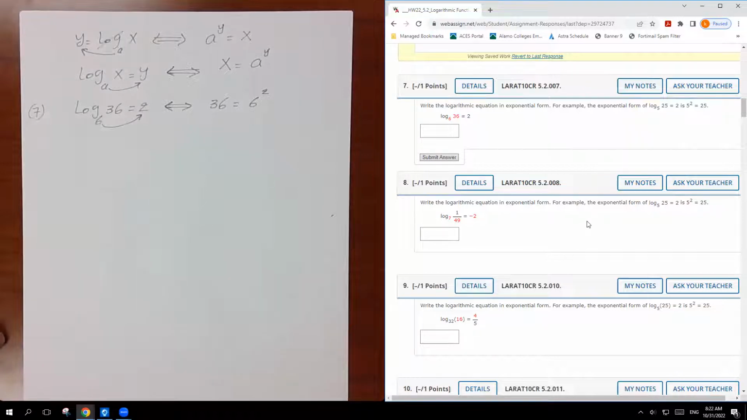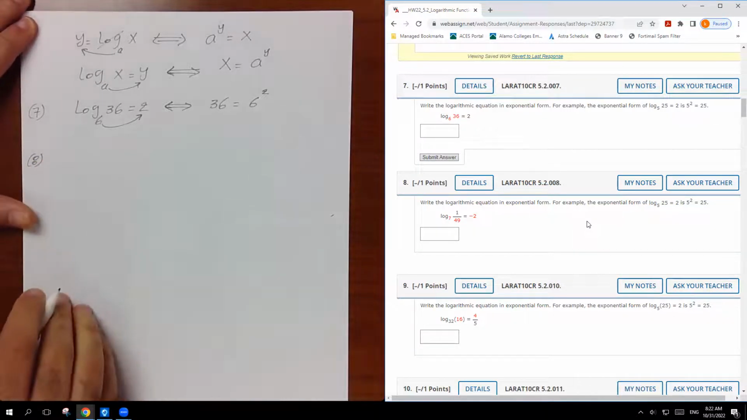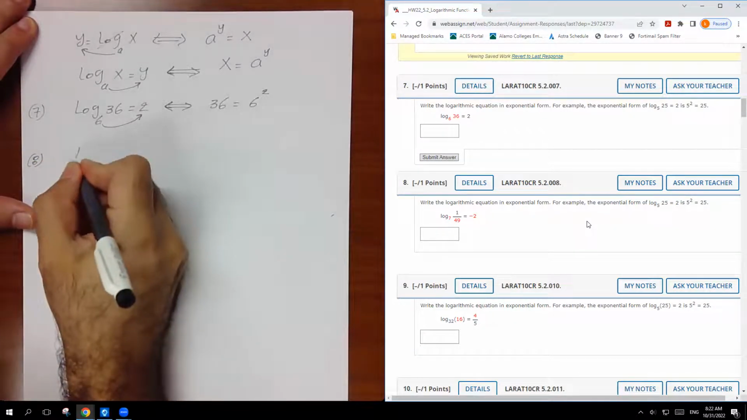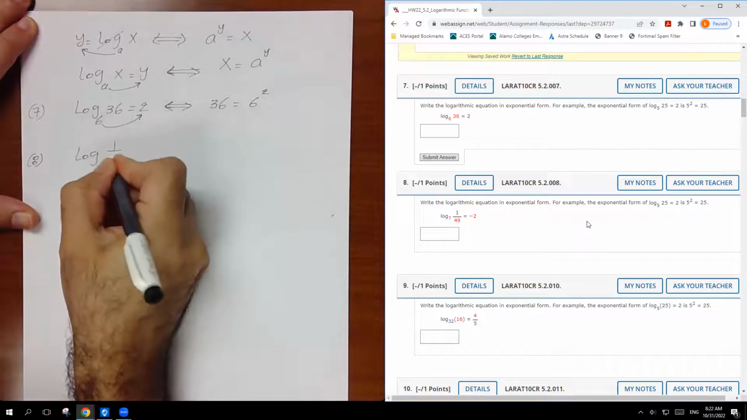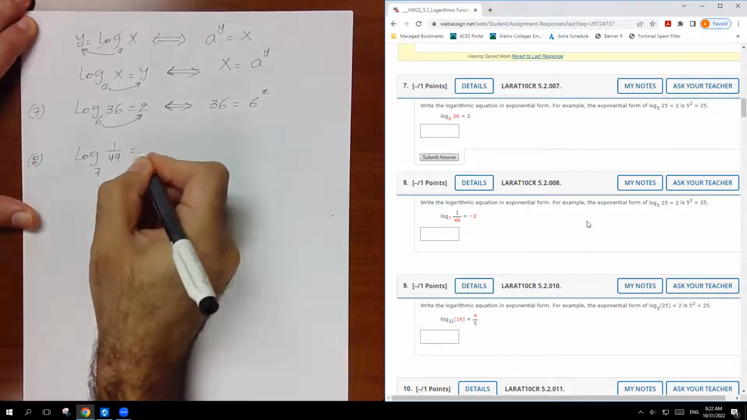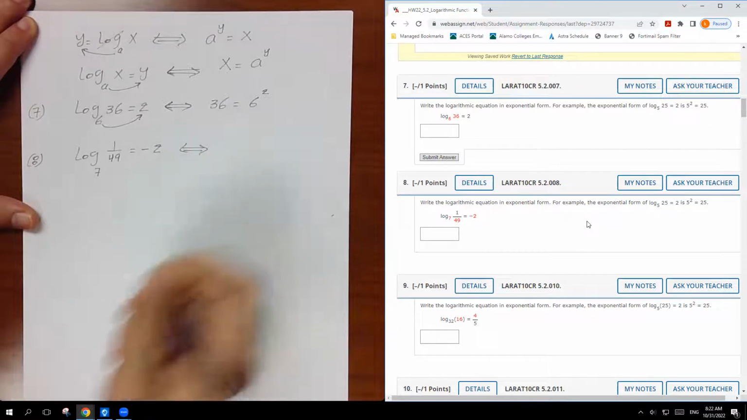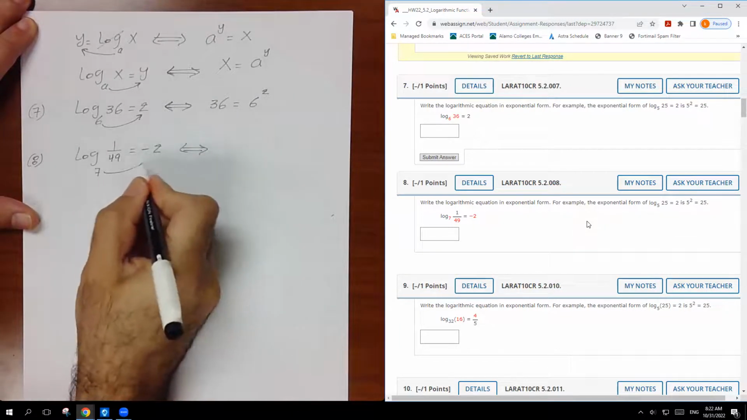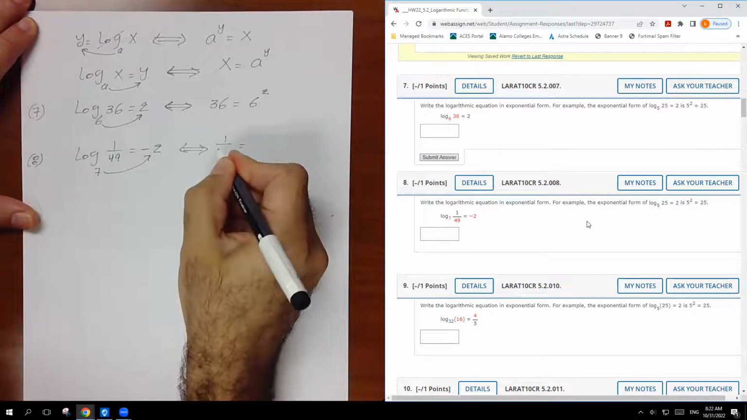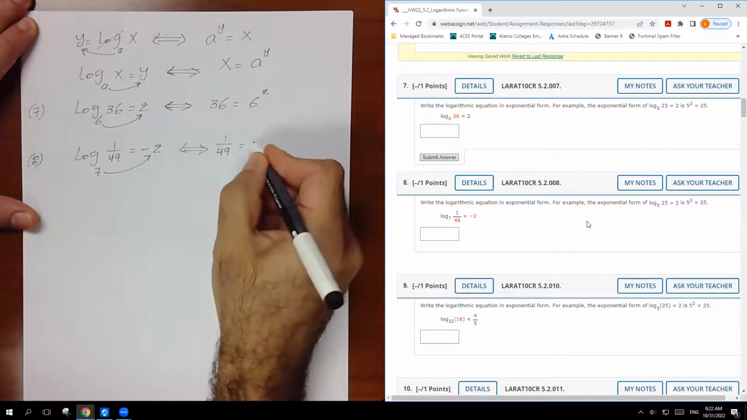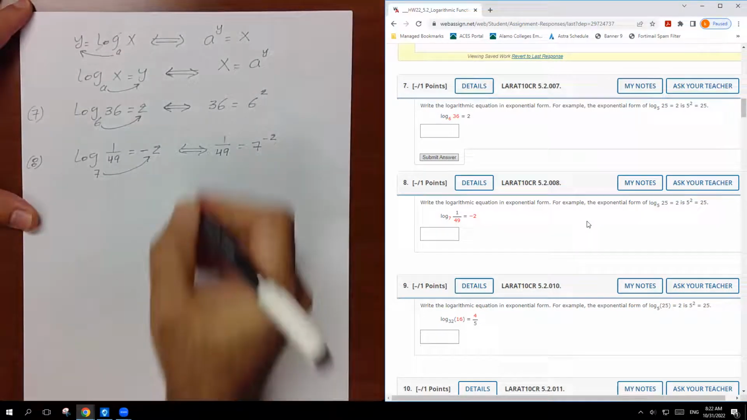Example 8 is log to the base 7 of 1 over 49 equals negative 2. The same thing, I need to write down the exponential form. So I'm going to move the base from here to be the base on the other side. That means on this side, 1 over 49 is going to be equal to 7 to the negative 2. That's it for this example.